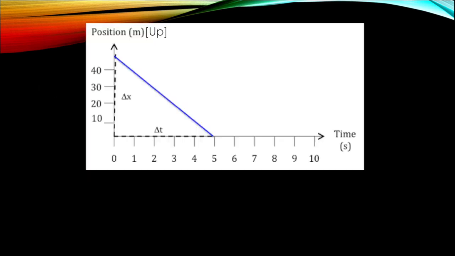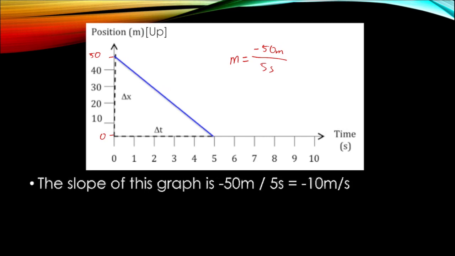Returning back to this graph, we can find the velocity by looking at the slope. We know that the slope is equal to the rise over the run. This object has moved from 50 meters down to 0 meters, so our rise is minus 50 meters. This object started at 0 seconds and moved to 5 seconds, so our run is 5 seconds. Therefore, the slope of this graph is minus 50 meters over 5 seconds, which gives minus 10 meters per second.